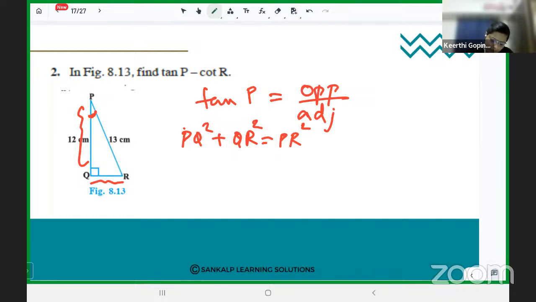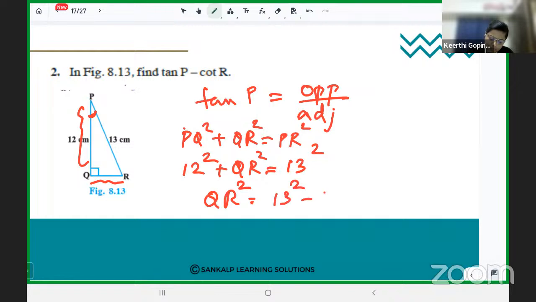Now, PQ square we know, it is 12 square, plus QR square we don't know. We have to find it out. And PR is given as 13, so it is 13 square. So QR square is equal to 13 square minus 12 square. So that is equal to 169 minus 144.